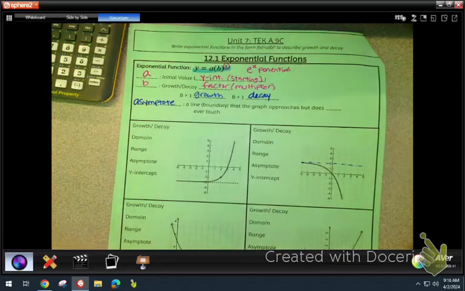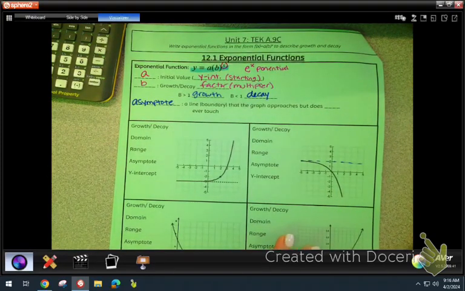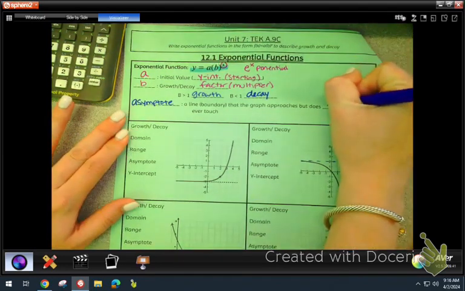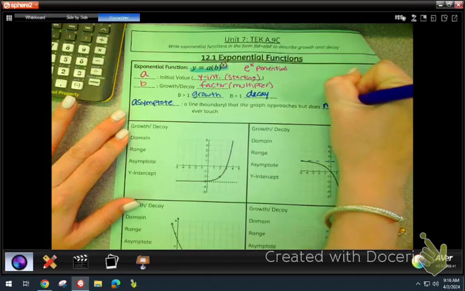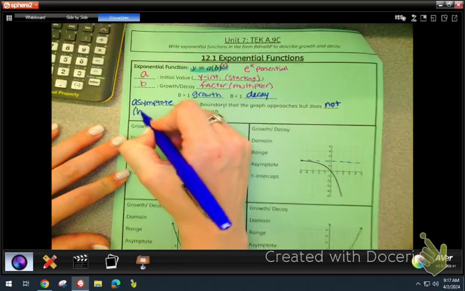Asymptote. It's a boundary line that your graph gets really, really close to, but does not ever touch. So it's just like, hey, my graph is leveling off towards that. We typically draw it in with a dashed line. With exponentials, it's horizontal.